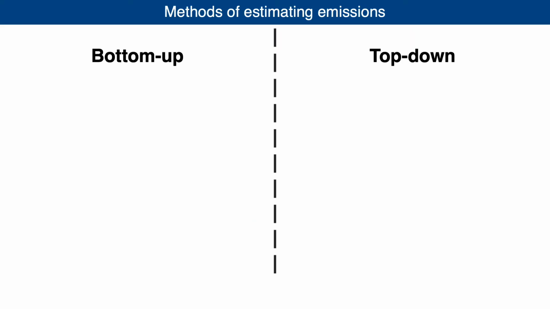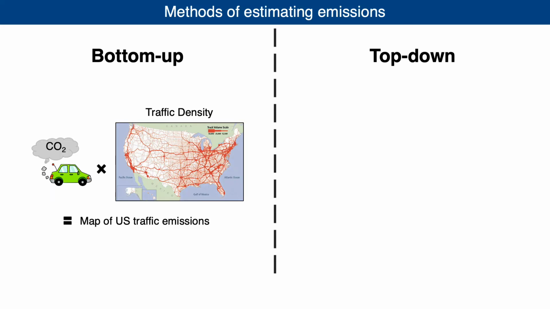Now, before I go into the specifics of the changes observed during COVID-19, I wanted to talk about how we actually go about estimating emissions. There are two methods that I'll discuss, the bottom-up method and the top-down method. On the left, I'm showing a little cartoon of how the bottom-up method works. It can sort of be thought of as an accounting method. We take some activity data, such as the map of traffic density and emission factors, like the CO2 emitted per car, and the product of these two gives us a map of CO2 emissions from traffic.